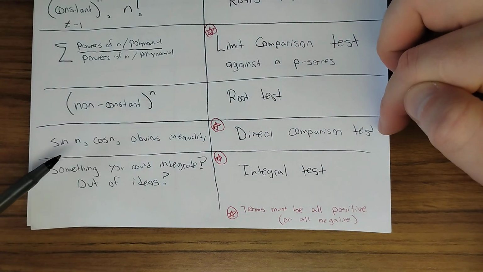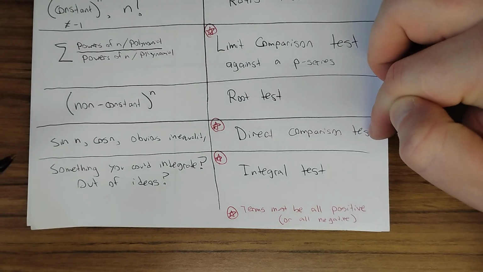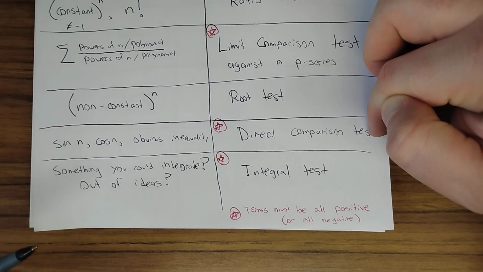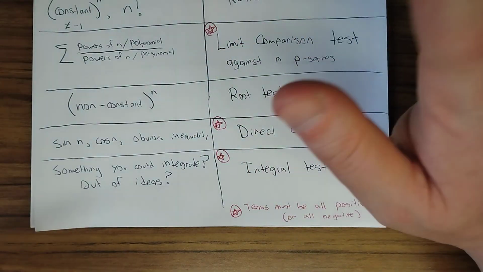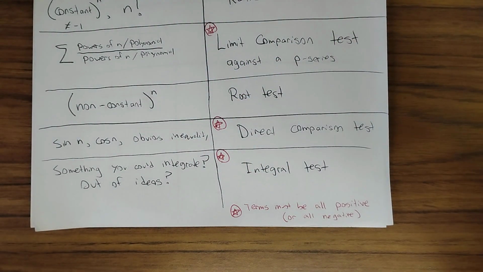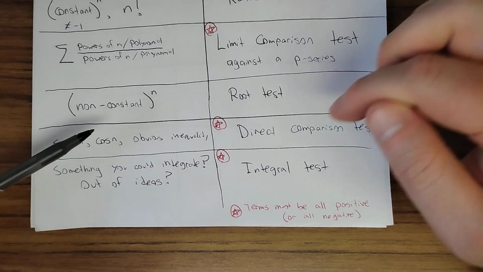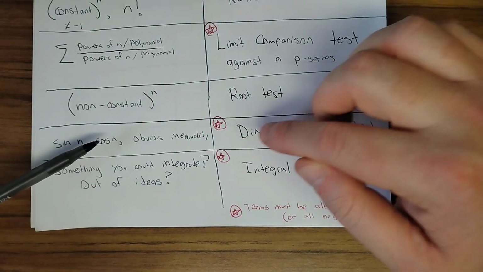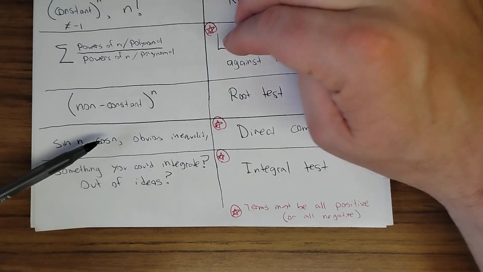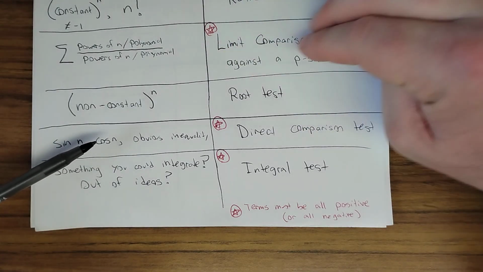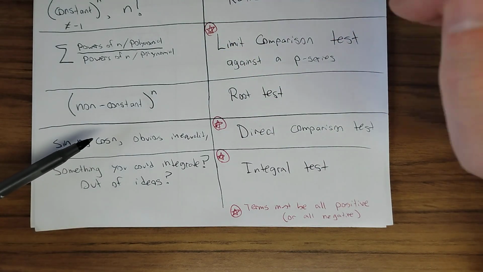There's also the direct comparison test. This is a test that requires you to have some inequalities between the terms of your original series and another series that you get to make up. First of all, there's a lot of situations where you can use the direct comparison test, but the limit comparison test works just as well, so I would use that instead, because the limit comparison test works in a lot more situations.